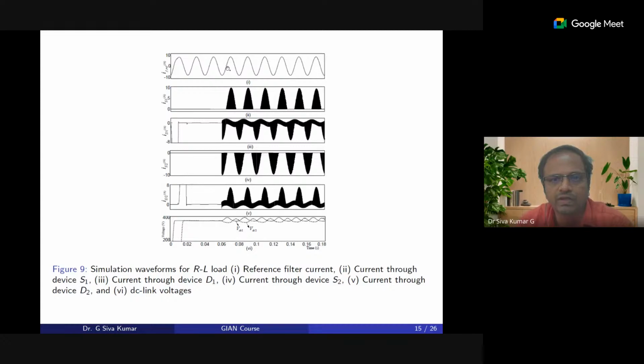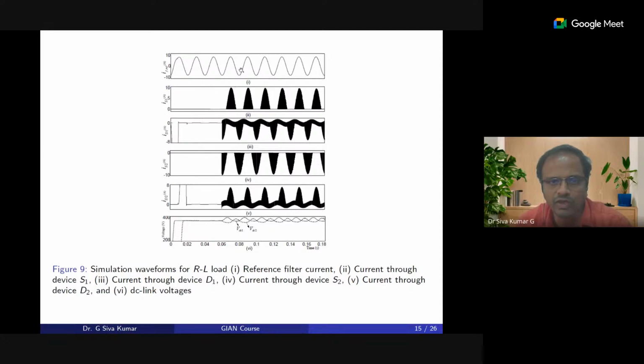You have a reference filter current which is sinusoidal. When there is a positive cycle over here, the conducting devices are S1 and D2. You can see that during the positive cycle, you have conduction of S1 and D2. There is a small leakage current through the diode D1 when your switch is conducting.